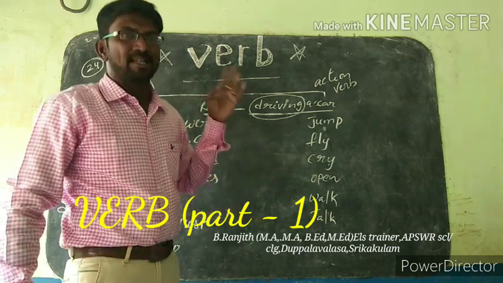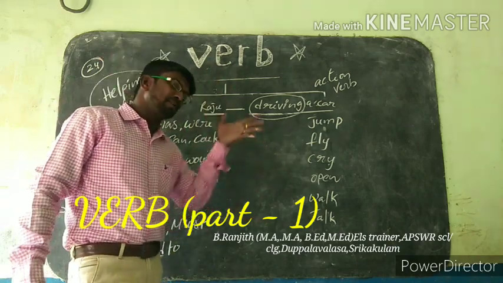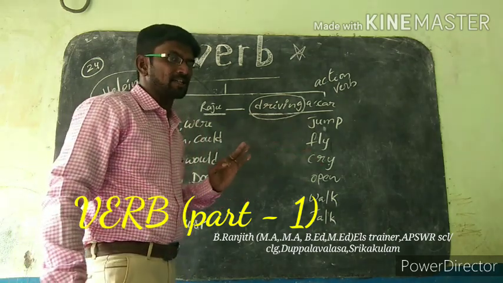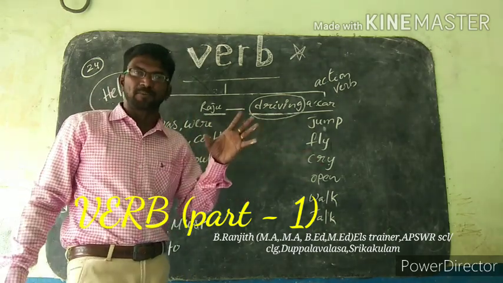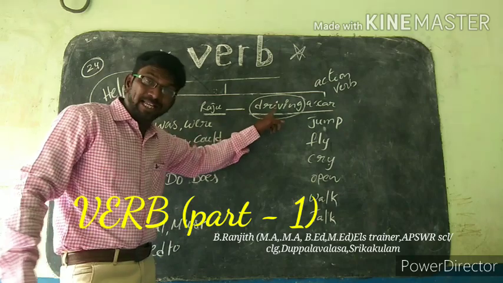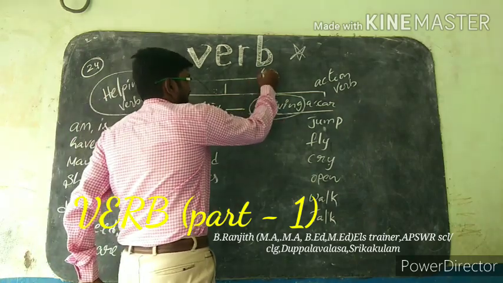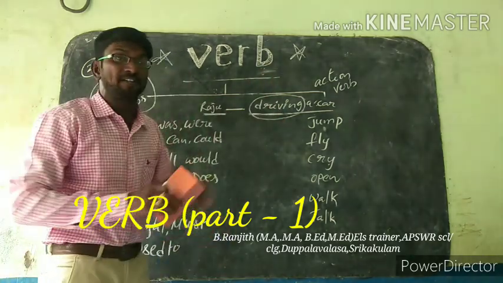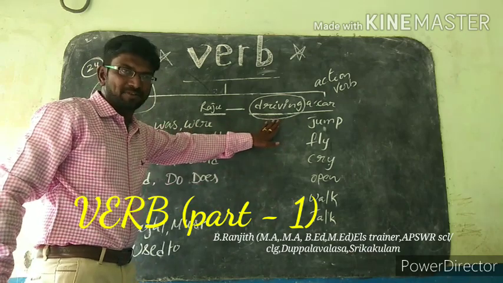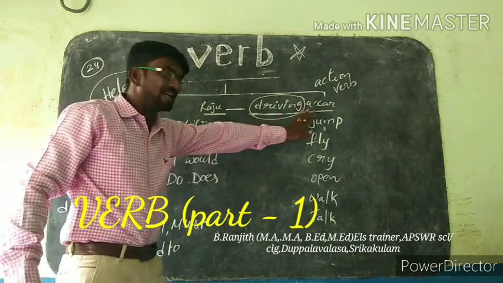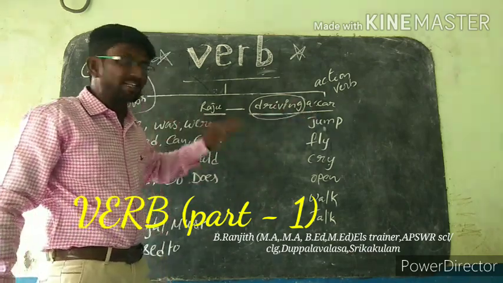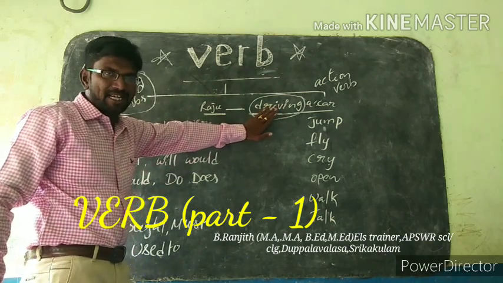Present continuous and present perfect continuous, past continuous, past perfect continuous, and future continuous, future perfect continuous. This word we can use in 6 tenses, so half of the tenses. So it's not possible to identify the tense of the sentence by seeing this action verb.